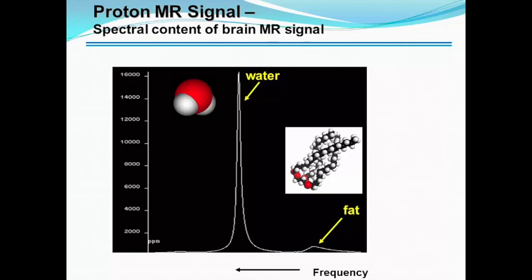If you just take a spectrum of the brain, this is basically what you would see. You see a huge water peak and you see fat, and they are resonating at different frequencies. In spectroscopy, we are not interested in fat or water. We are interested in all the different little metabolites that resonate between fat and water. But in order to see them, we have to avoid the lipids and we have to suppress the water.